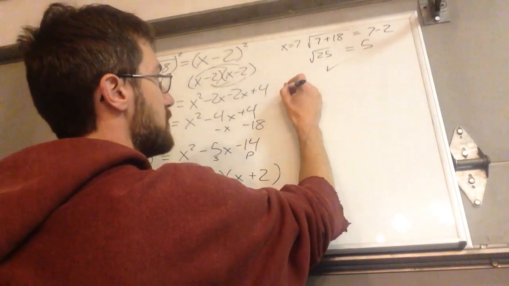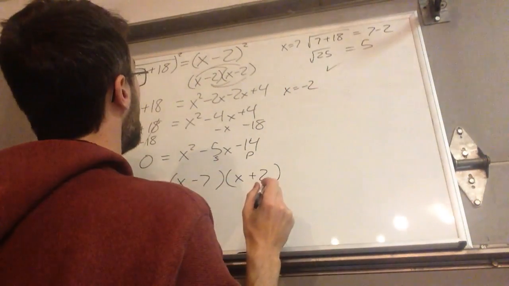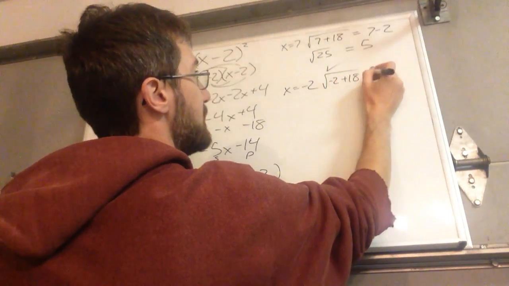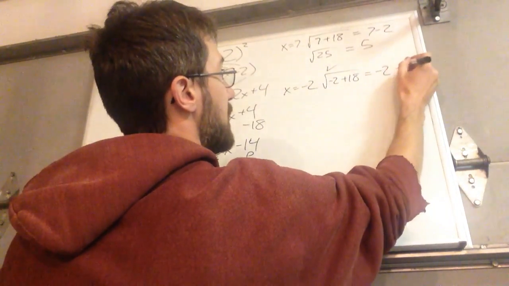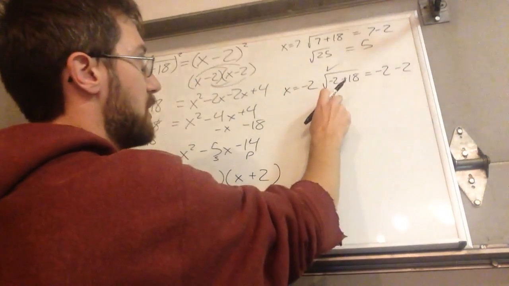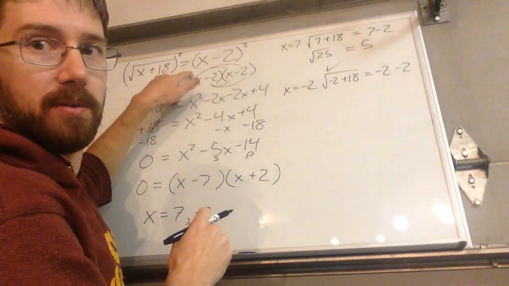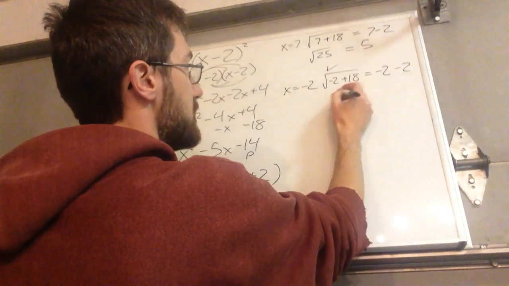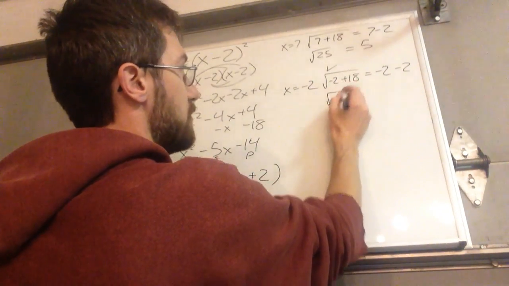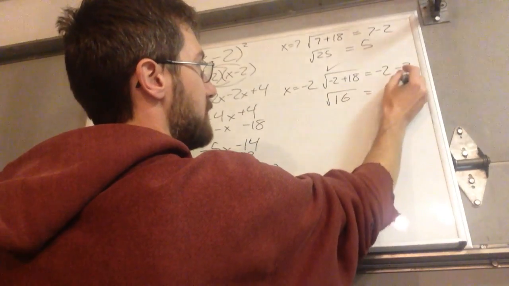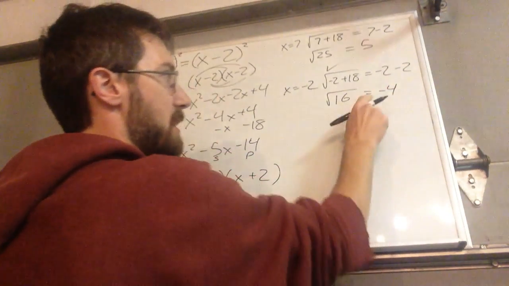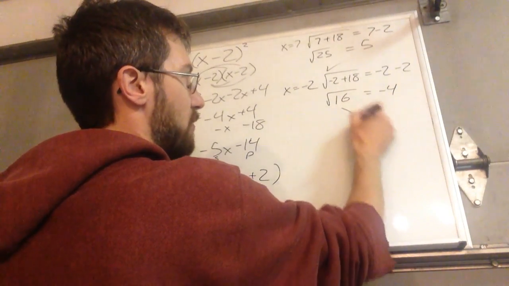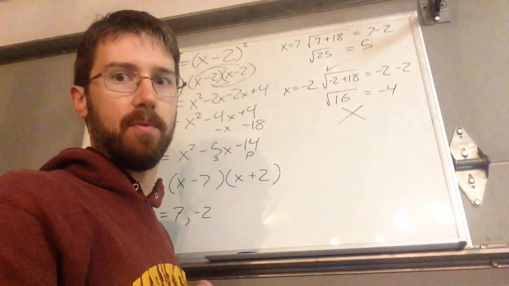Now let's try negative 2. So for x equals negative 2, we've got the square root of negative 2 plus 18 equals negative 2 minus 2. And again, I'm just plugging this back into the original equation, right? I'm just changing x to negative 2. So the square root of negative 2 plus 18 is 16, equals negative 2 minus 2, which is negative 4. That is not true. So this would result in 4 equals negative 4, which is an extraneous solution, so that one does not work.